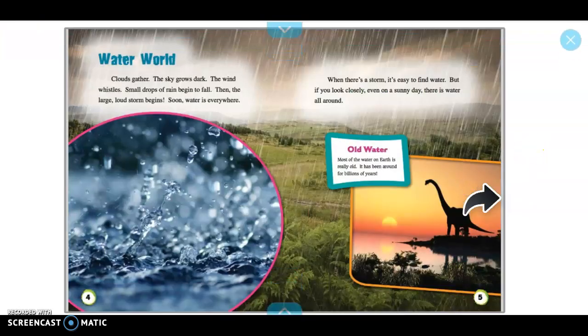So, water world. Clouds gather, the sky grows dark, the wind whistles. Small drops of rain begin to fall. Then the large, loud storm begins. Soon, water is everywhere. When there's a storm, it's easy to find water. But if you look closely, even on a sunny day, there is water all around. Old water. Most of the water on Earth is really old. It has been around for billions of years.